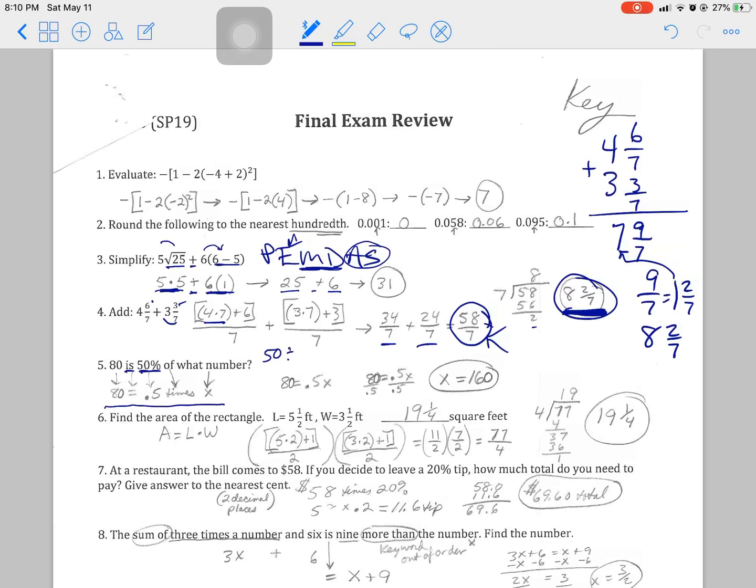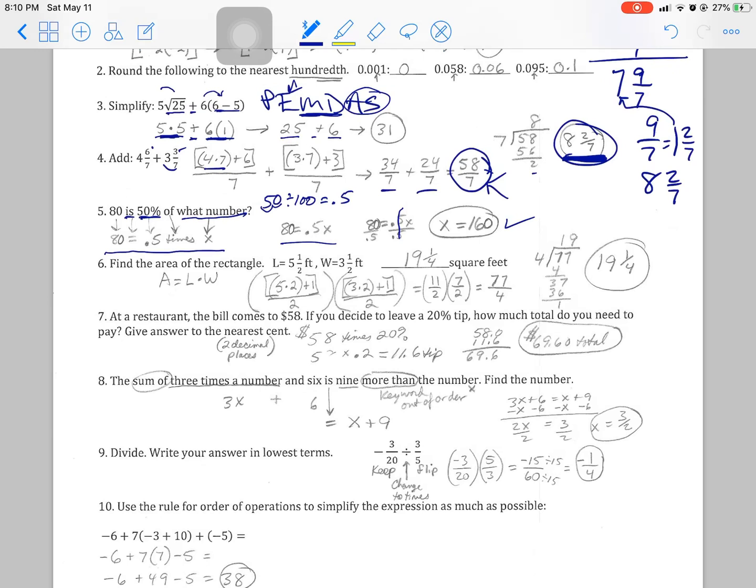50% divided by 100 gives you 0.5. Basically you're moving the decimal place 2 places to get that 0.5. Times, and what number usually can stand for an x. So that's just 0.5x equals 80. Then you isolate your x by dividing by the same. 80 divided by 0.5 is 160.